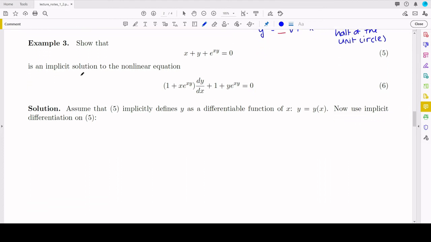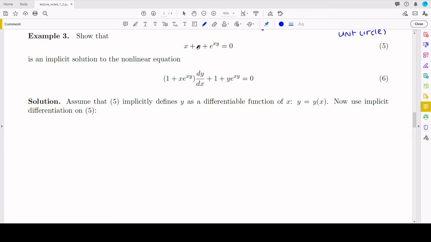So what we want to show is that x plus y plus e to the power xy equals 0 is an implicit solution to the nonlinear equation (1 plus x times e to the power xy) dy/dx plus (1 plus y times e to the power xy). Now, assume that this equation implicitly defines y as a differentiable function of x, so that y equals a function of x. What we're going to do is use implicit differentiation on this equation.